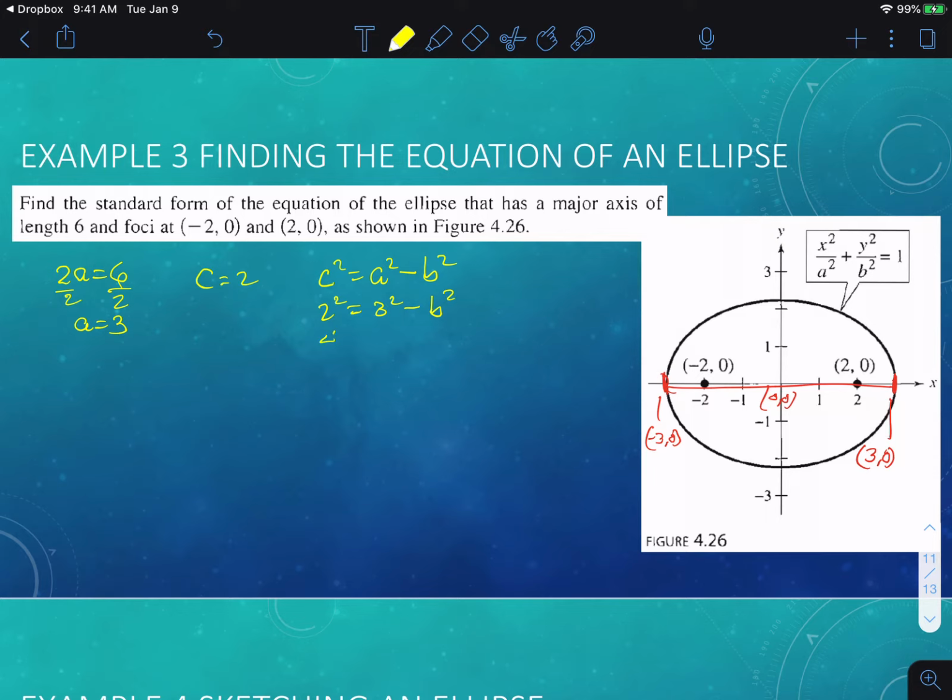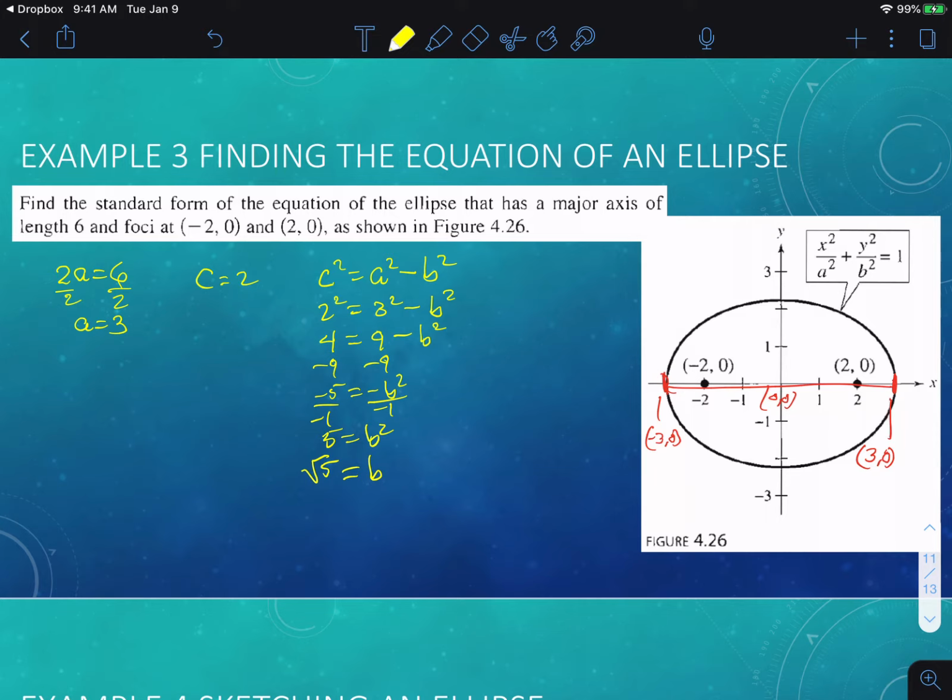Well, this is going to be 4 is equal to 9 minus b squared. So if I subtract 9 from both sides, I get negative 5 is equal to negative b squared, and divide by negative 1, I get 5 is equal to b squared. So b then is equal to root 5. So the distance to b is root 5.